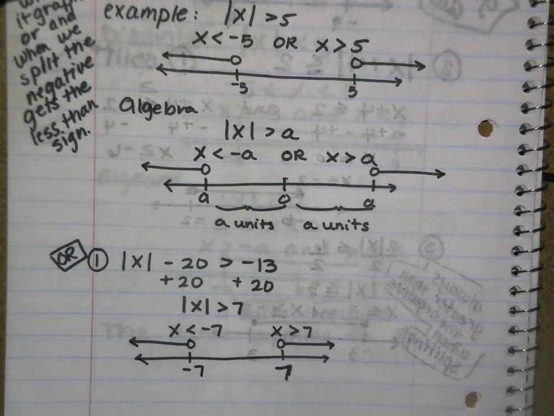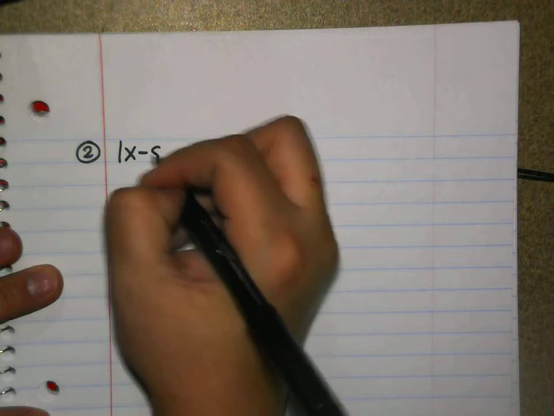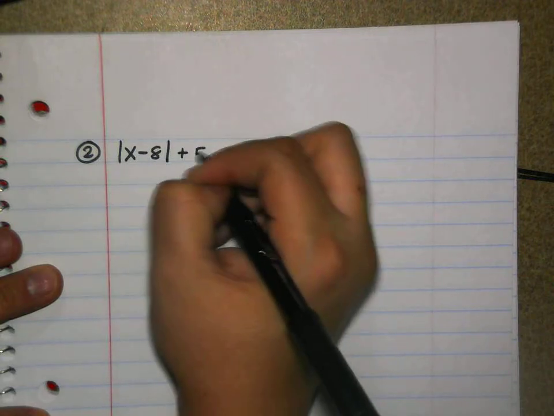Let's try and do another one. I'm going to have to flip the page, so go ahead and stop if you need to, otherwise continue with me. Okay, so for number 2, we have the absolute value of x minus 8 plus 5 is greater than or equal to, so we know it's going to be an or situation.